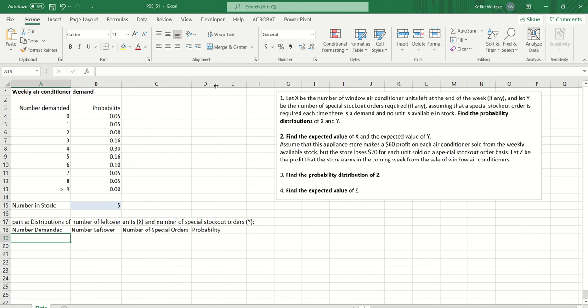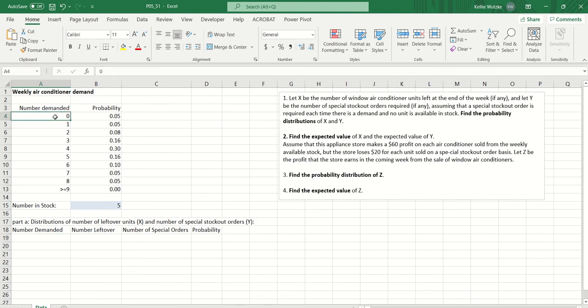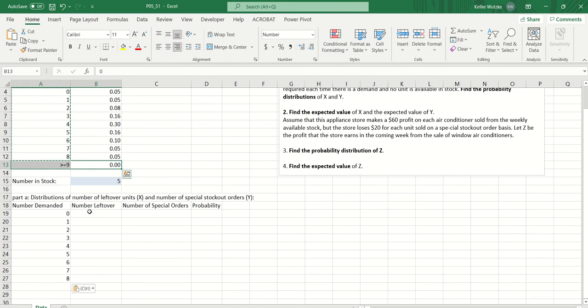And now we have to do some calculations. We really only care about scenarios which are feasible, or that have an associated probability with them. So up to 8 demanded. After that, that scenario is not feasible since the probability is 0. To calculate the number left over, we're going to use some conditions inside of our formula. So we're going to use the IF formula to make these calculations easier.